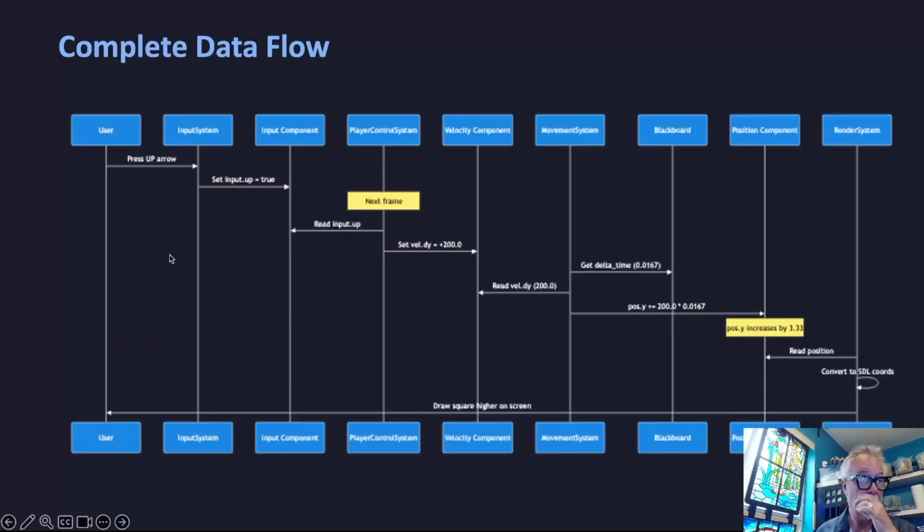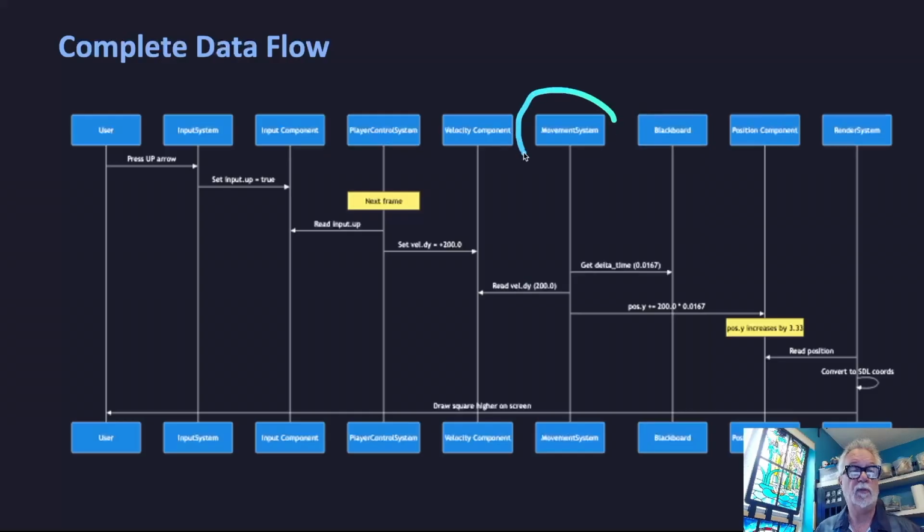So what is happening here? Let's have a quick look at this. The user presses the up arrow here, right? SDL makes that available as a key map. The input system then says, oh, hey, wait a minute, I need to set the input to be true because you have an input component. So the input component here gets input to be true. The player control system executes next, and it reads from input, and it sets the velocity to be 200. The velocity component now has a value 200.